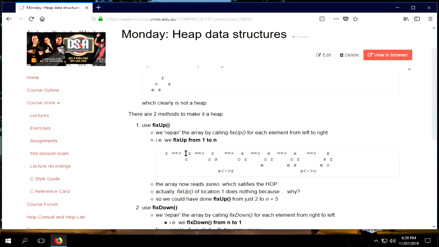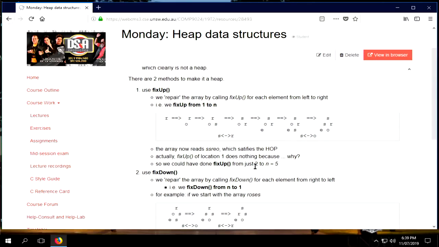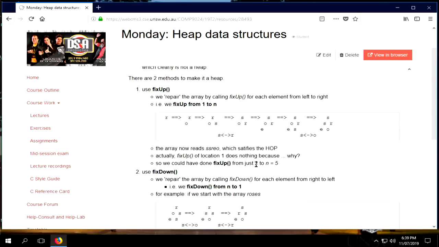Okay, back to fixing up. We don't fix up the top element. No, okay, big deal. There's one comparison we don't need to do, so we can fix up just from the second element on.